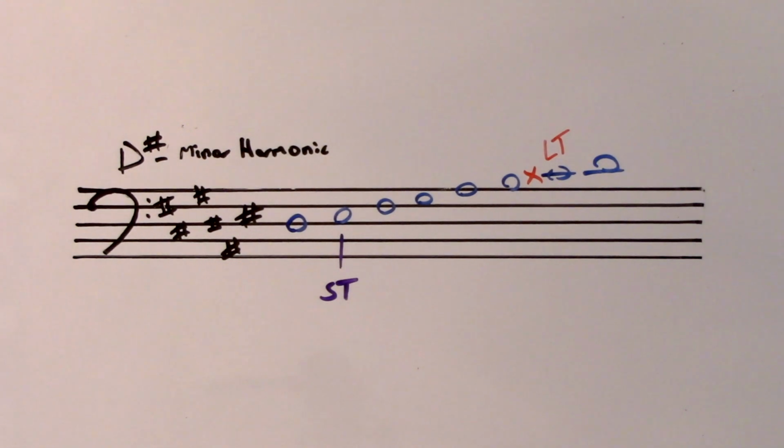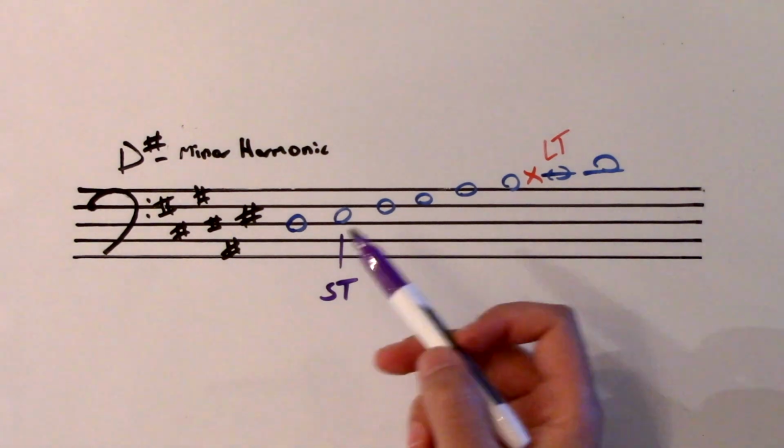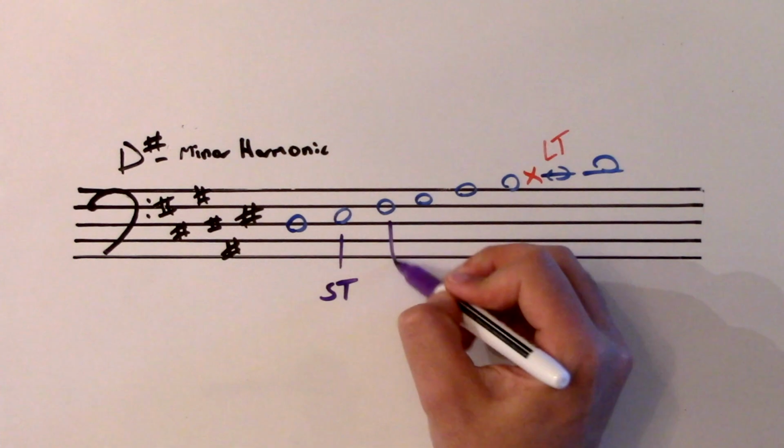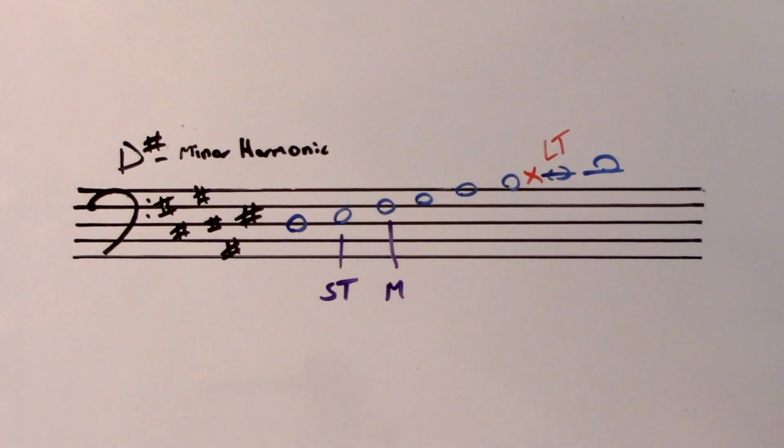Next, we also learned the mediant. Mediant means scale degree 3. What is the mediant of this scale? D sharp, E sharp, F sharp. F sharp is the mediant of this scale.